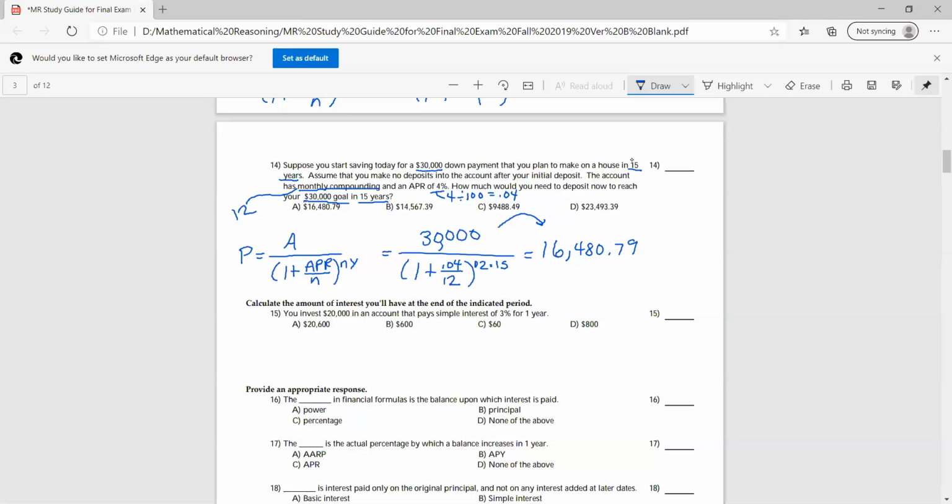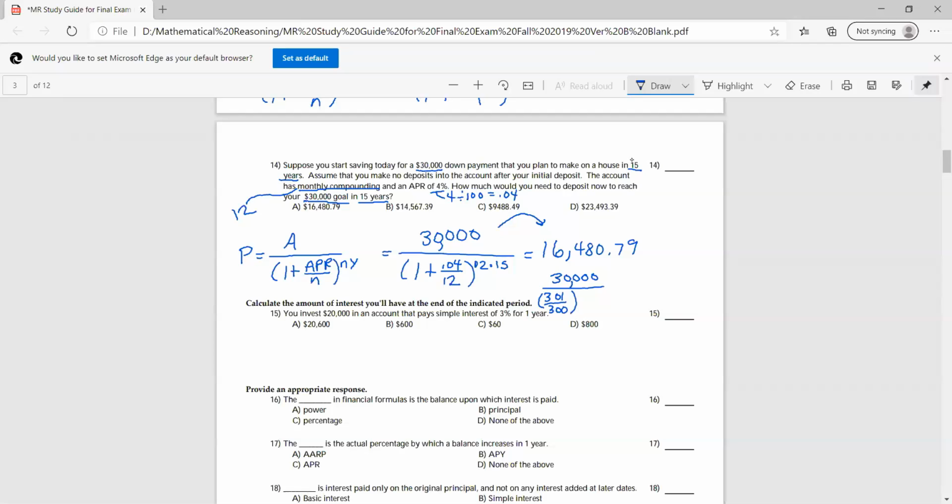Okay, once again, if you are really struggling with going straight from here to here, you probably want to break it down. An example of breaking this problem down would be go ahead and put your 30,000 on the top. Then maybe break this bottom part down and figure out what the 1 plus 0.04 divided by 12 is. We could figure that out. It doesn't come out even, but let me change it to a fraction. So 301 divided by 300. And then that would be raised to the 12 times 15.